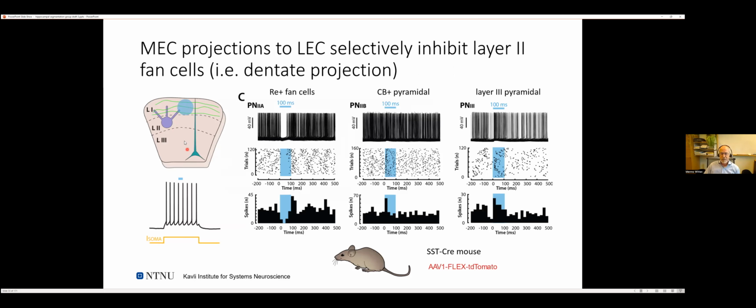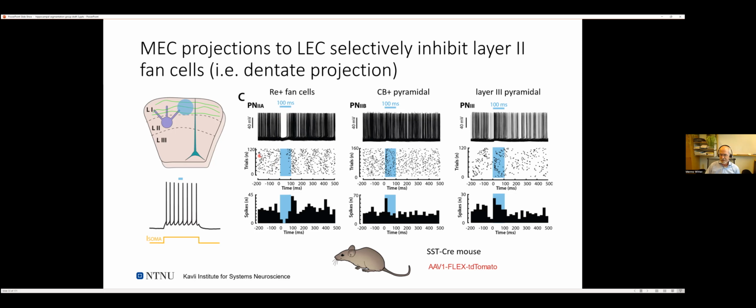So here we do a specific experiment where we label the MEC projections and record from fan cells, and then we compare them with the calbindin pyramidal cells in layer 2B and with layer 3 pyramidals. And this is the spontaneous firing of the cells when we just depolarize the cell. So we inject a current in this cell, depolarize it, and it starts to spike. Then we turn the light on, so we drive this input from the medial entorhinal cortex. What you see is that the cell shuts down.